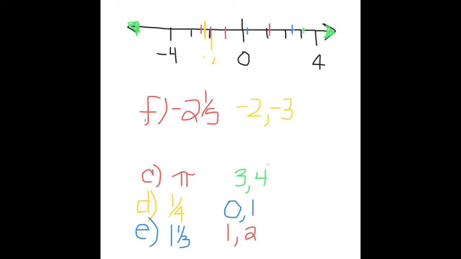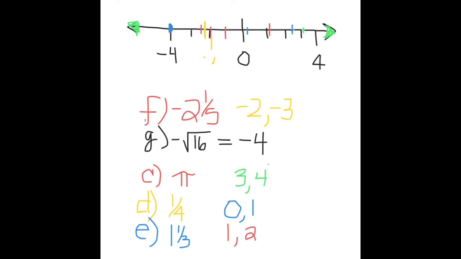I thought G was very interesting because G is negative the square root of 16. So you guys learned about square roots last year. The square root of a number is whatever number multiplied by itself equals that number. 16 is a perfect square. So what number can you multiply by itself to get 16? Well, that is 4. So negative the square root of 16 means that the answer, this is equivalent to negative 4. So what two integers does this fall between?